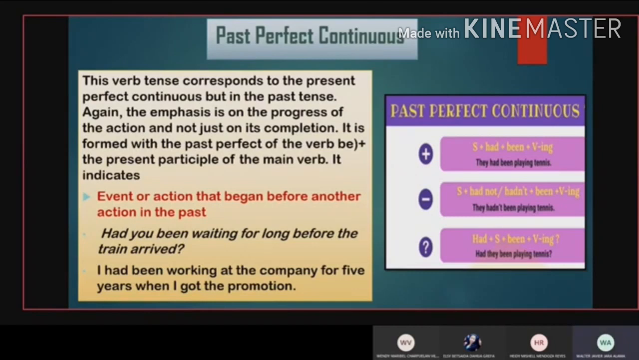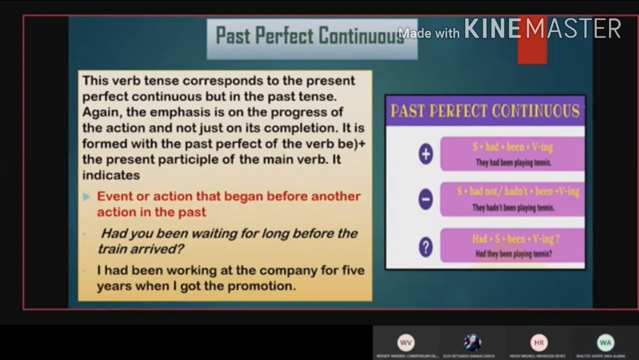Past perfect continuous. This verb tense corresponds to the present perfect continuous, but in the past tense. Again, the emphasis is on the progress of the action and not just on its completion. It is formed with the past perfect of the verb be plus the present participle of the main verb. It indicates an event or action that begins before another action in the past.